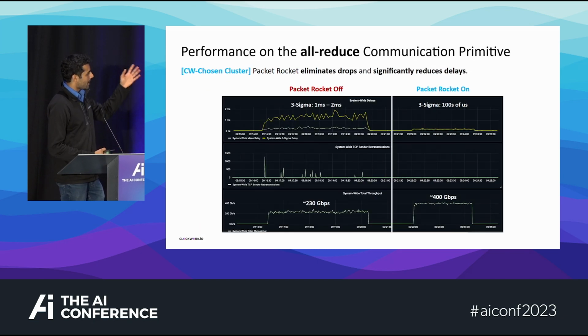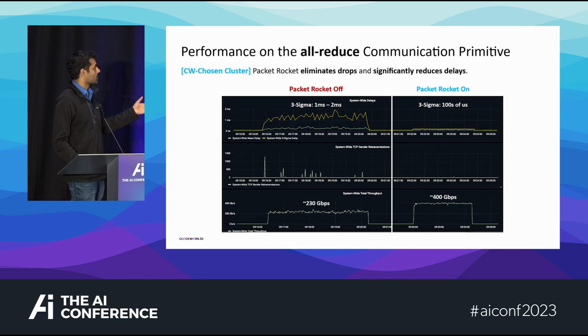So now we can actually delve into the monitoring component of our software stack and see the impact that Packet Rocket has on many of these metrics that we're surfacing. So at the top, we see the system-wide delays. This is essentially an average and 3 standard deviations above the average of all of the delays in the network with and without Packet Rocket.